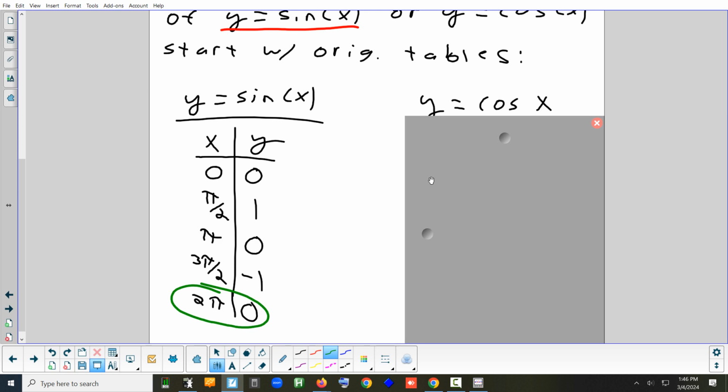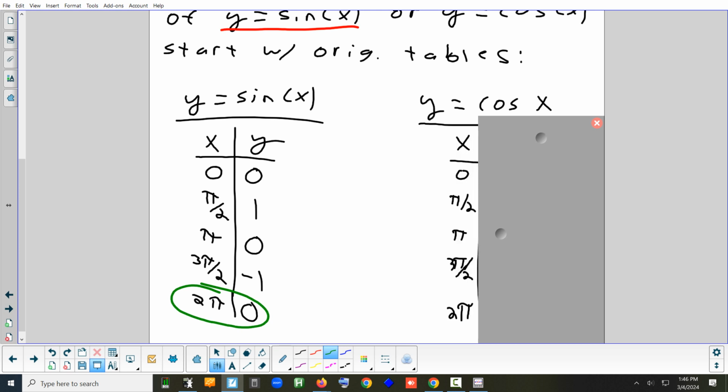Okay, so those are your 5 important coordinates for sine. Any shifting or stretching that we have to do is going to be based on that table. So, if this table is wrong, we're going to get everything wrong. Now let's get cosine. We're going to use the same x values because we know they're equally spaced. We always want to pick points that are equally spaced. That helps us to make a good sketch.